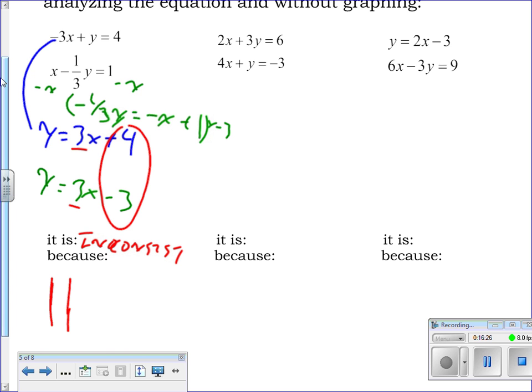But if I look at the second one in particular, I have 2x and 4x. If I can make them the same equation, make the x's and y's the same, I can tell whether or not this is parallel. Roll with me on this one, it's a little different. Take the top equation, multiply everything times 2, and write it right underneath the bottom equation.